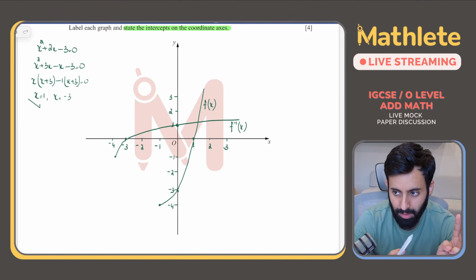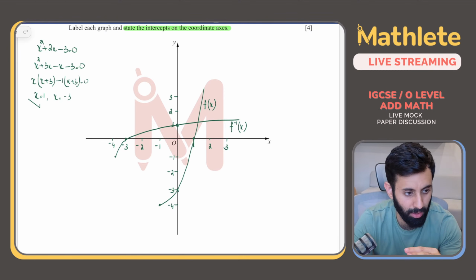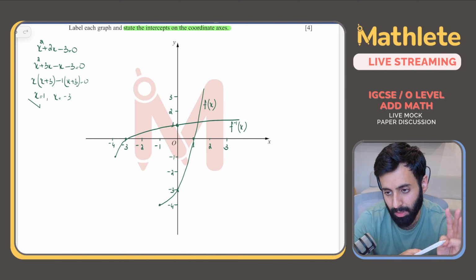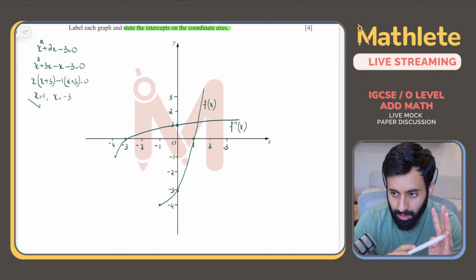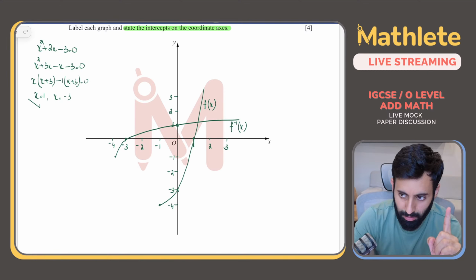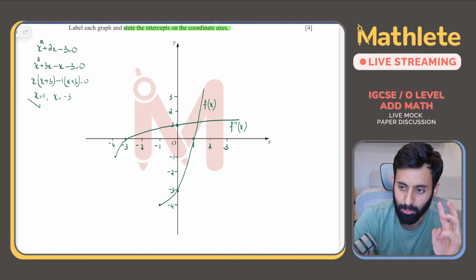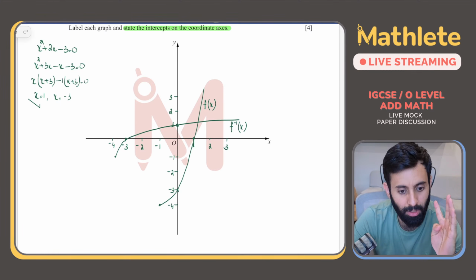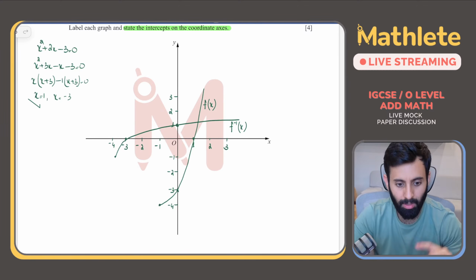You don't have to draw the line y equals x. It's not necessary, but it should be implied that the two are reflections of one another. And then the fourth and final mark you get for the intercepts of the f inverse. So 1 mark for f of x, 1 mark for the intercepts of f of x, 1 mark for f inverse, and 1 mark for the intercepts of f inverse of x. You do not have to draw the line y equals x. I hope we're clear.